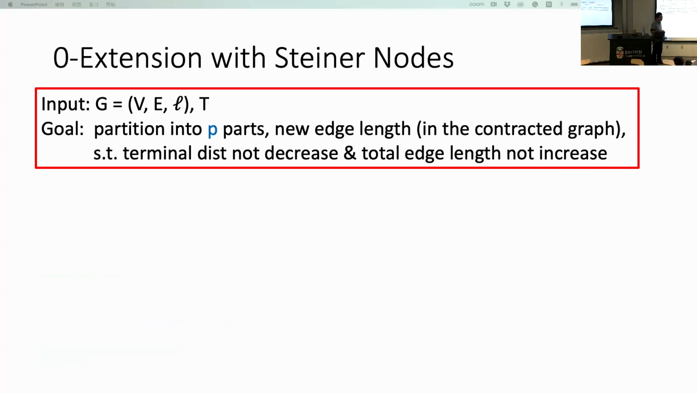Is there some bound on the number of Steiner nodes you're allowed as a function of T? Yes, a function of t. That's right. It can be any bounded function.